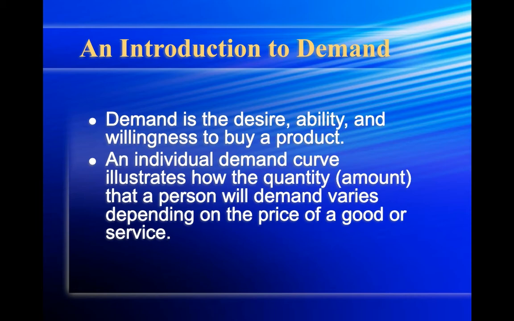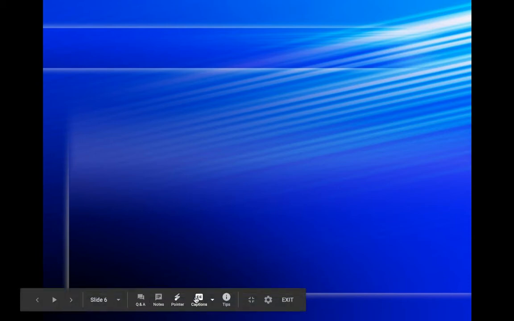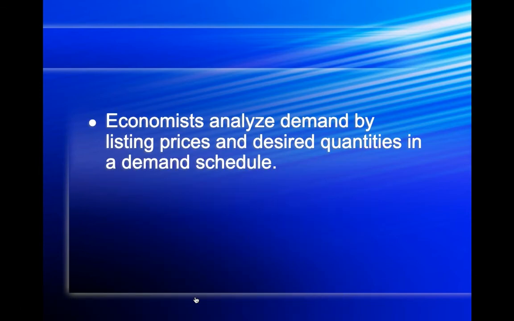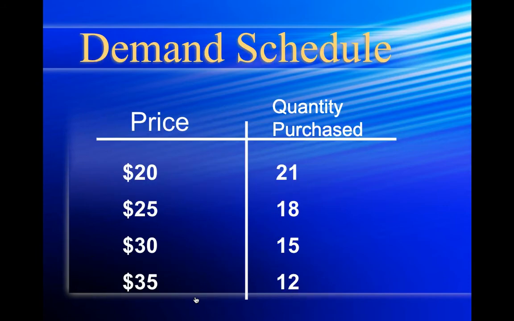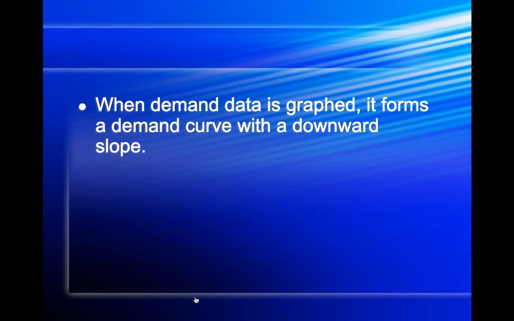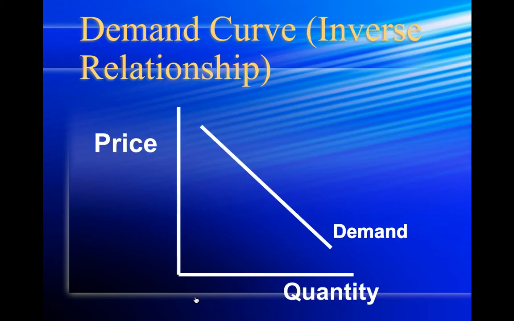An individual demand curve illustrates how the quantity, which is the amount that a person will demand, varies depending on the price of a good or service. Economists analyze demand by listing prices and desired quantities in a demand schedule. So it's going to look like a table. So this is what demand schedules look like. You have the price on one side in one column and the quantity purchased in the other column. And then you're going to take those points, the price will be on your y-axis and the quantity purchased will be on your x-axis, and you can actually plot that out to make it into a graph. So when that demand data is graphed, it forms a demand curve with a downward slope. So it's an inverse relationship.